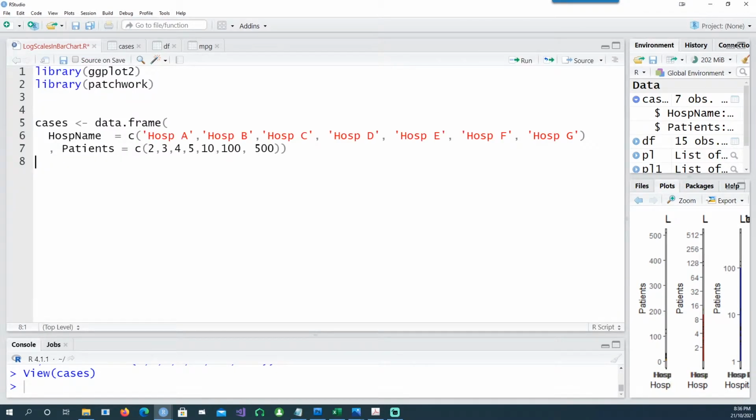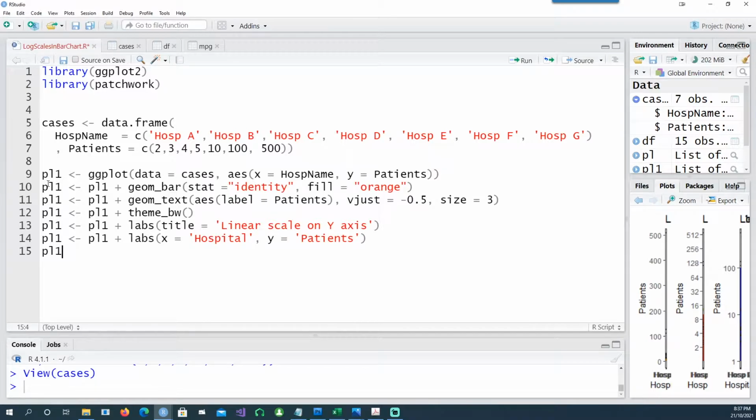So let's create the first chart. This is a bar chart using the data set called cases, which we created. On the x-axis, we have the hospital name, and on the y-axis, we have the patient count. And then we are placing the text, or the data labels, on top of the bars also.